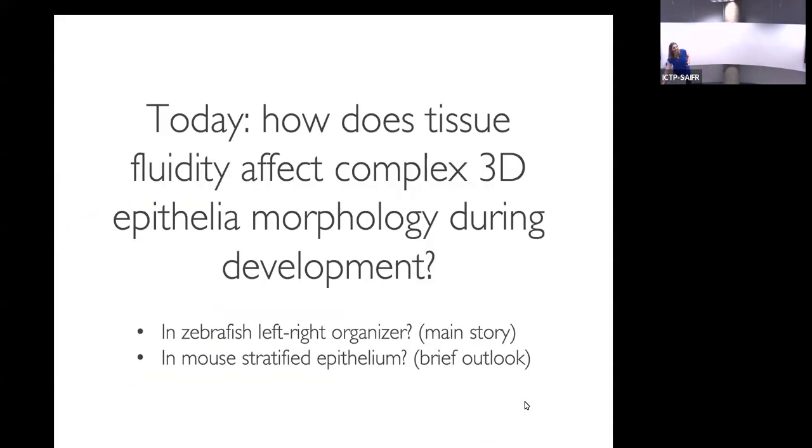So I'm not going to talk about the mouse epithelium. I'm just going to talk about zebrafish. But both of those problems ask the same question, which is how does the fluidity of the tissue, whether it's solid or fluid and how close it is to that transition, affect the 3D structures that can emerge inside these dense tissues? Makes sense, right? Shape changes are going to have to be related to forces which are transmitted through the tissue and surroundings. Okay, great.